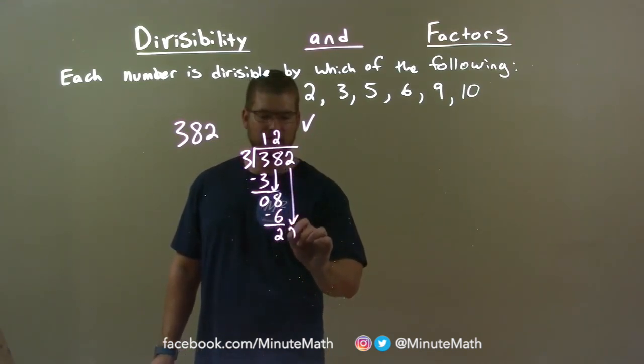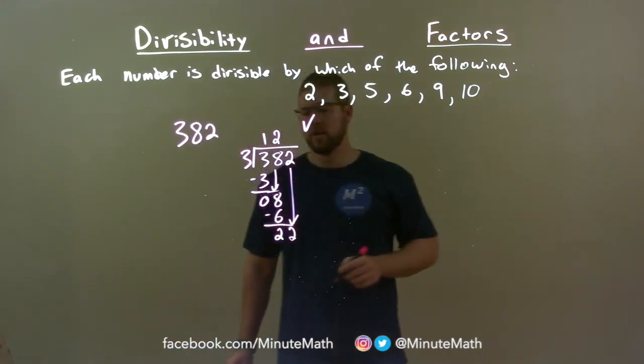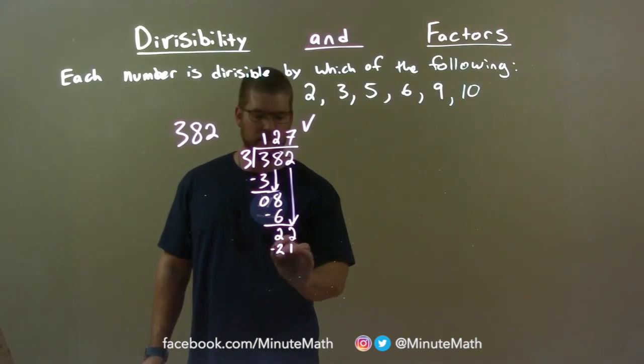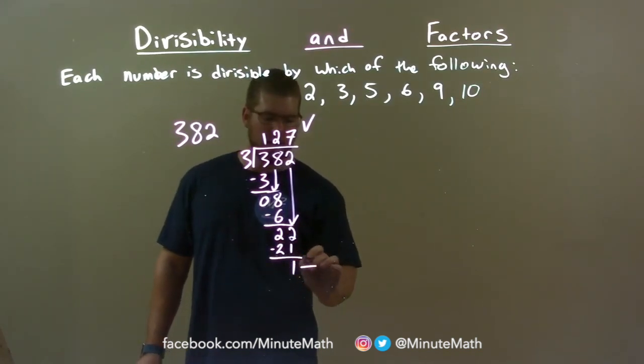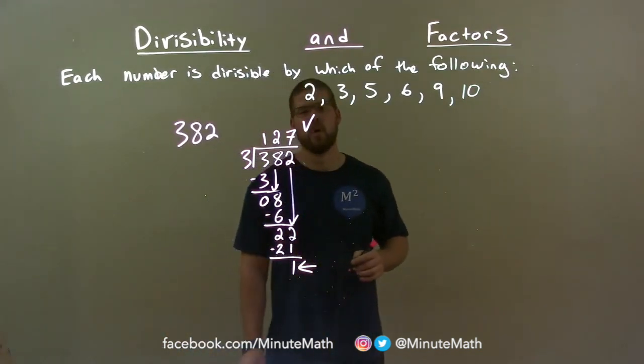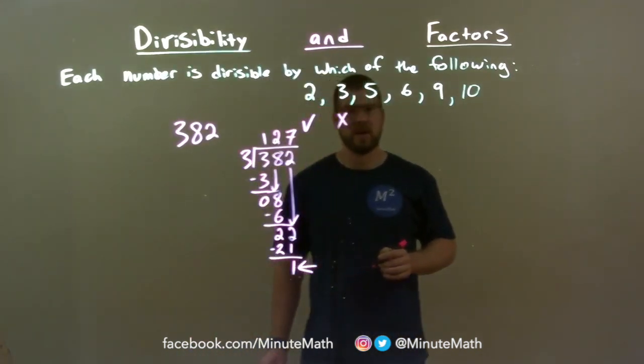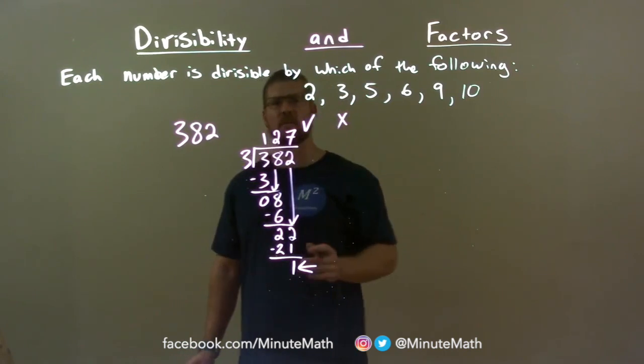Bring down this 2. Does 3 go into 22? Well, 3 times 7 is 21. Subtract it, we get a 1. Since we have a remainder of 1, 3 does not go in evenly. So there's a no for 3 there. Okay? So 3 doesn't work.